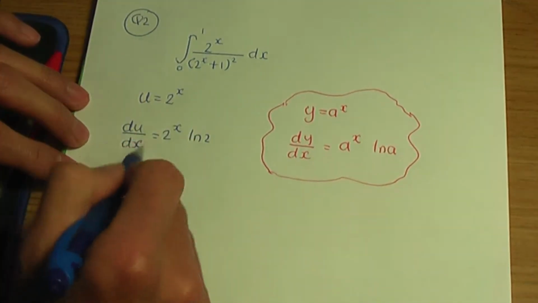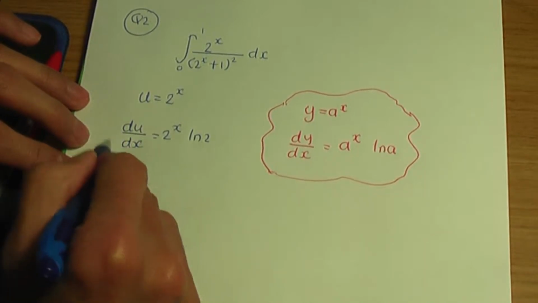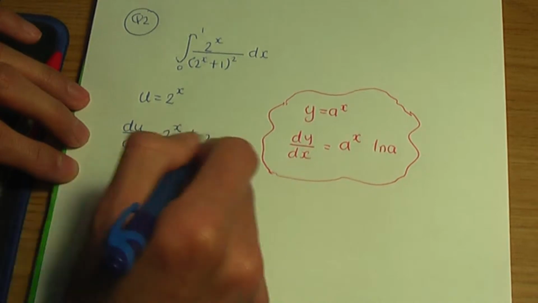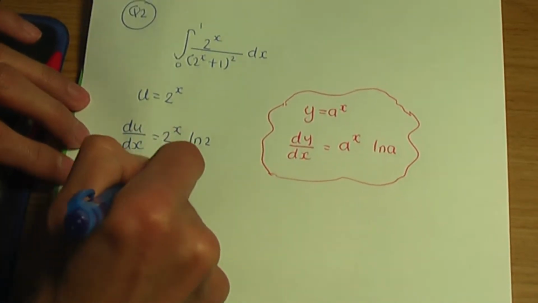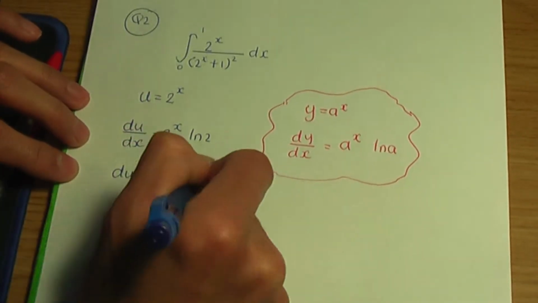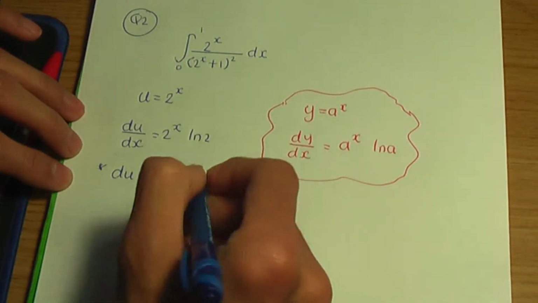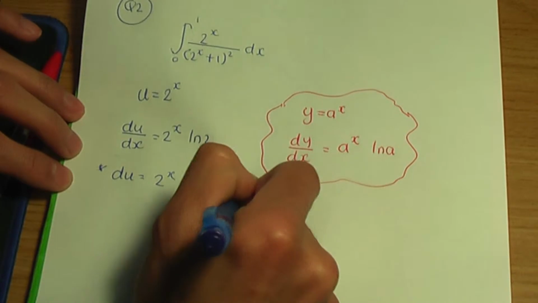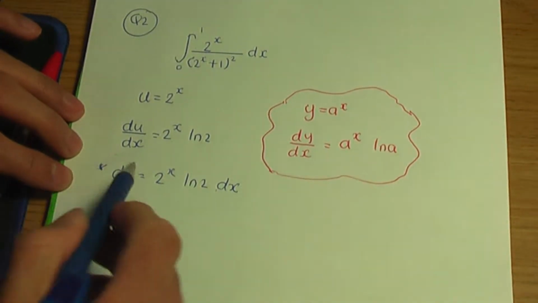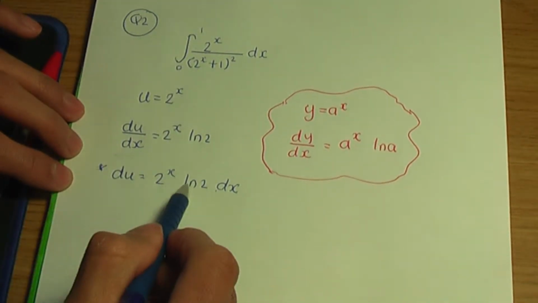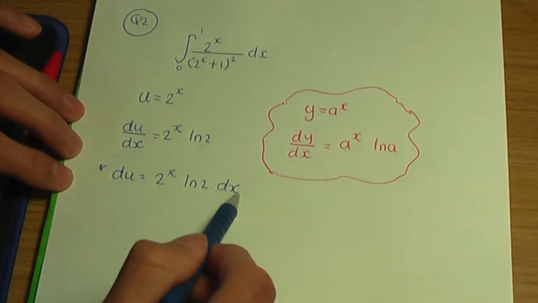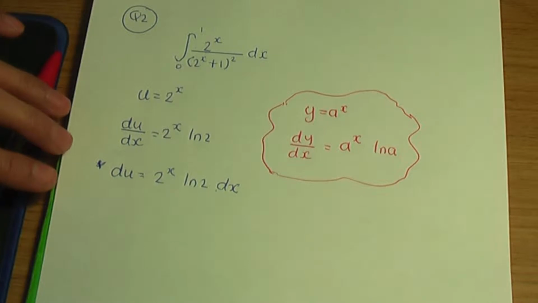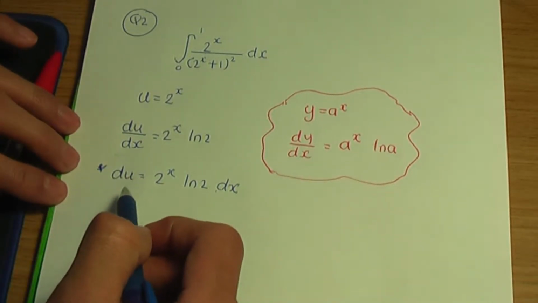Now, regard du over dx as a fraction. Technically it's not a fraction, but if you regard it as a fraction, you can bring the dx to the right to give us du, which is 2 to the power of x ln 2 dx. So let's stop and think about what we're going to do next.